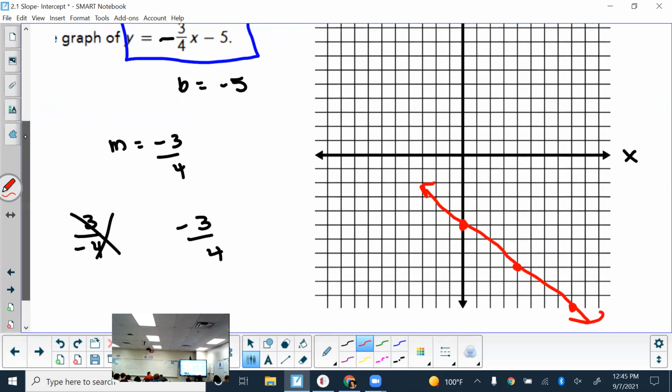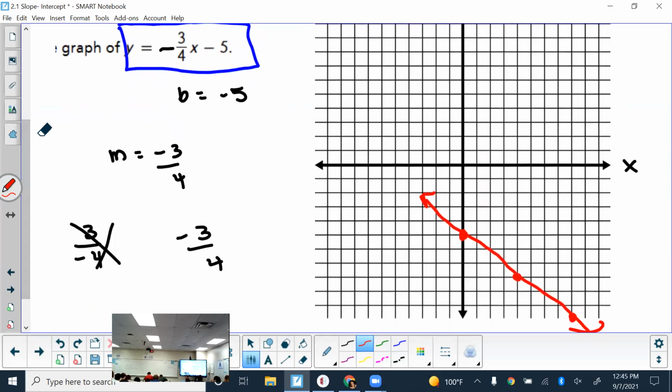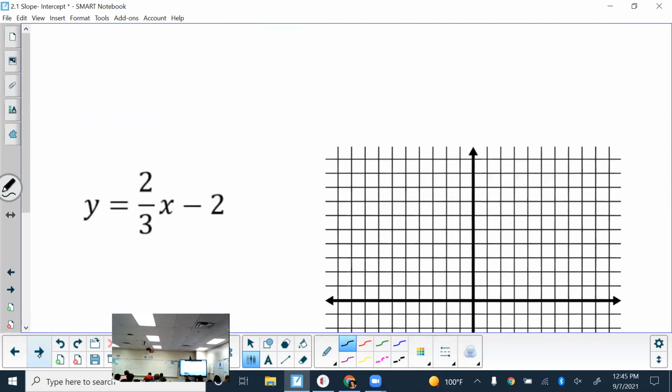All right, so I'm going to give you one to try. So I'm going to switch this here momentarily. All right, this is your student example.